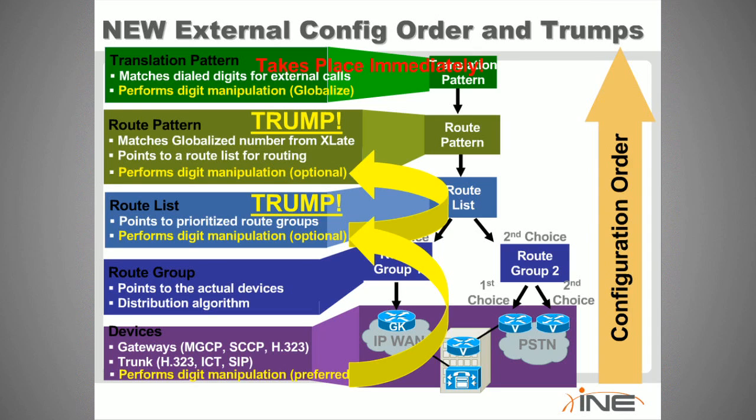The reason that this is going to work for us, and the reason that we now use translation patterns, is that we can now globalize called party, and optionally calling party, digit manipulation on the translation pattern. It will take place immediately, and now at the ingress of our call, IP phone goes off hook and dials into CUCM. CUCM matches digits. If we match them at the translation pattern, which is now desirable, then we can transform them immediately into a fully proper globalized E.164 format.